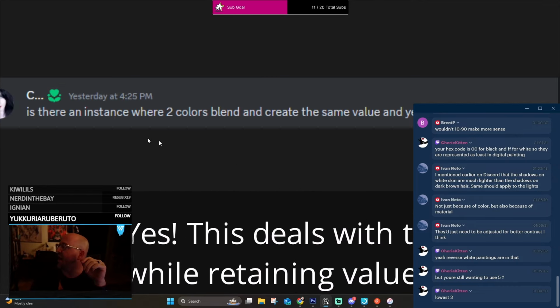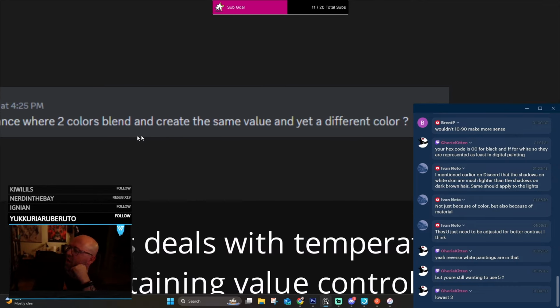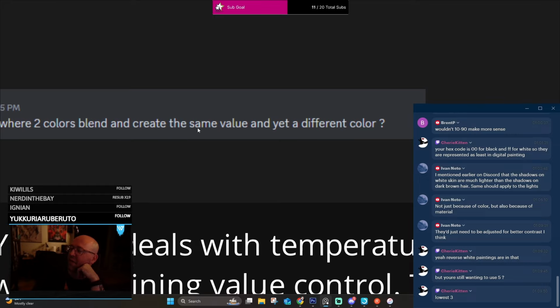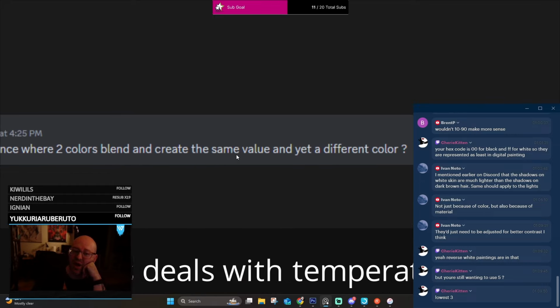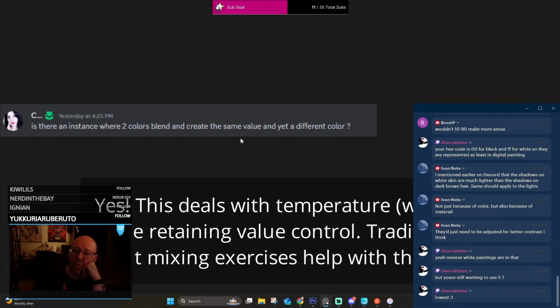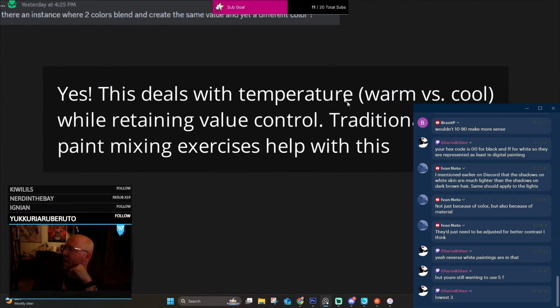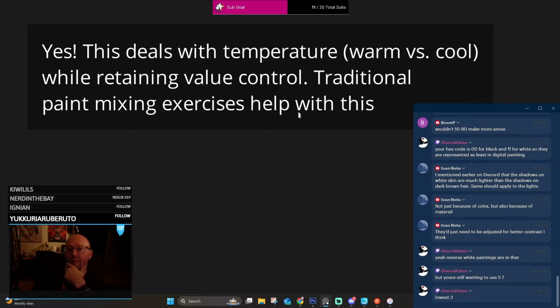So Sherry brought up, is there an instance where two colors blend and create the same value and yet a different color? And that answer is a whopping, resounding yes. That is where things like warm versus cool come in. Literally, if you have traditional art supplies, if you have oil paint, if you have watercolor, this is the exercise you should do: get your darkest green and your darkest red, mix them together and see what happens.